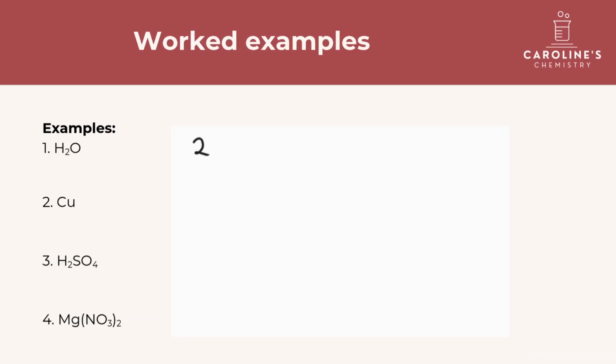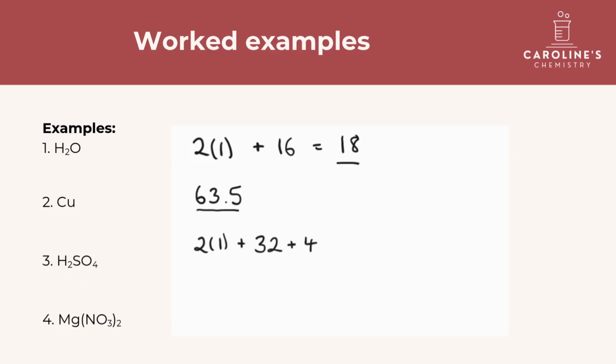Starting off with hydrogen, which is 2 lots of 1, add the 1 oxygen, 16, and that gives us 18. Secondly, copper is an element, so we're just reading off the periodic table, 63.5. Then for the H2SO4, we have 2 hydrogens, so 2 lots of 1. Add that to 1 sulfur, 32, and add that to 4 oxygens, 4 lots of 16. That gives us 98.